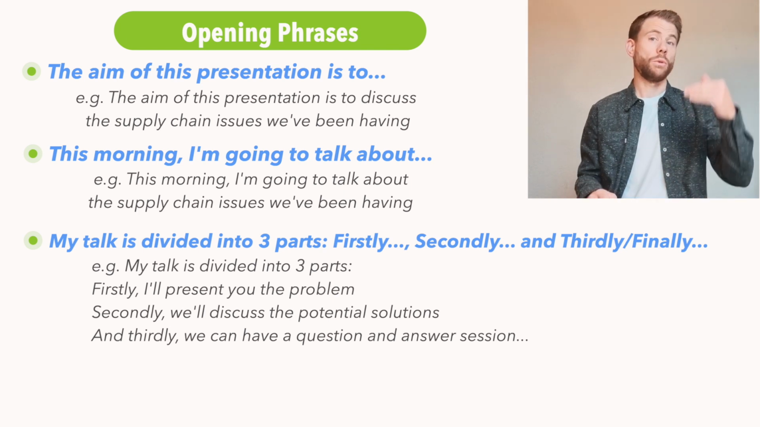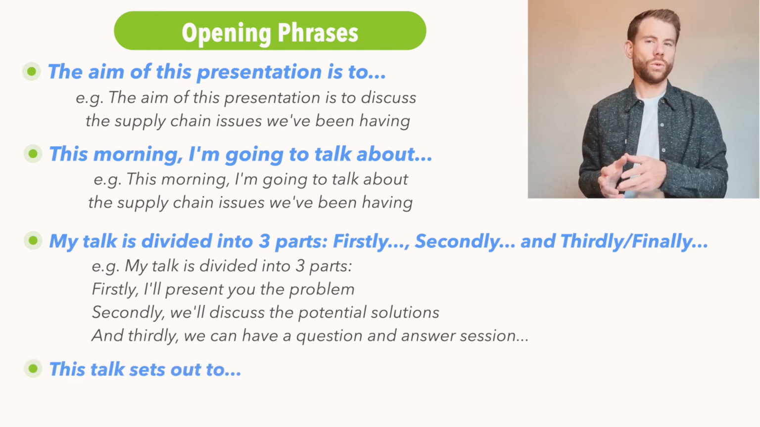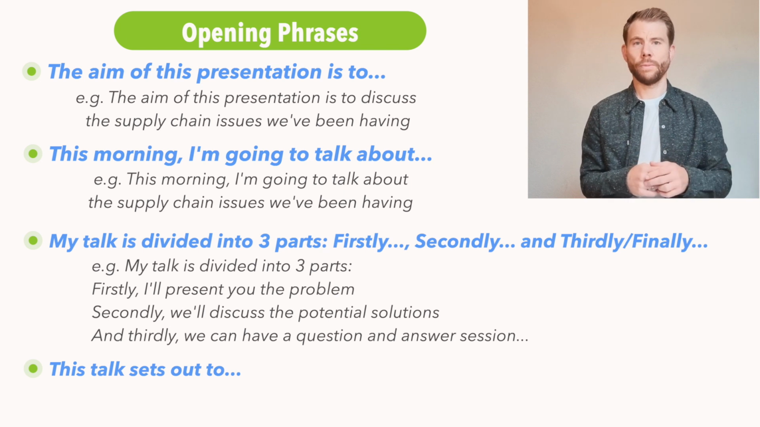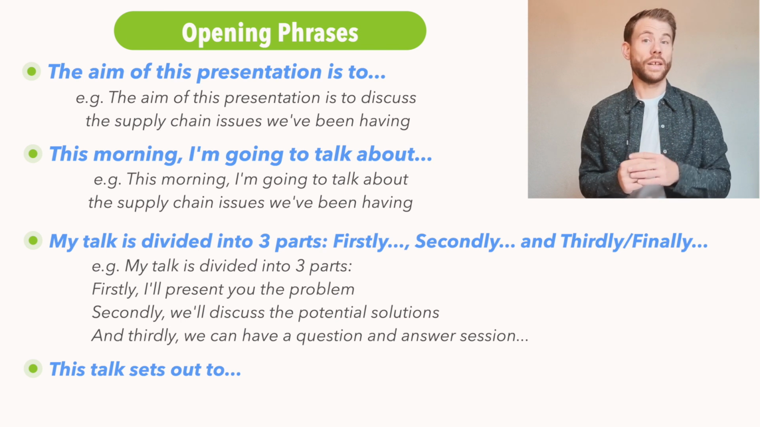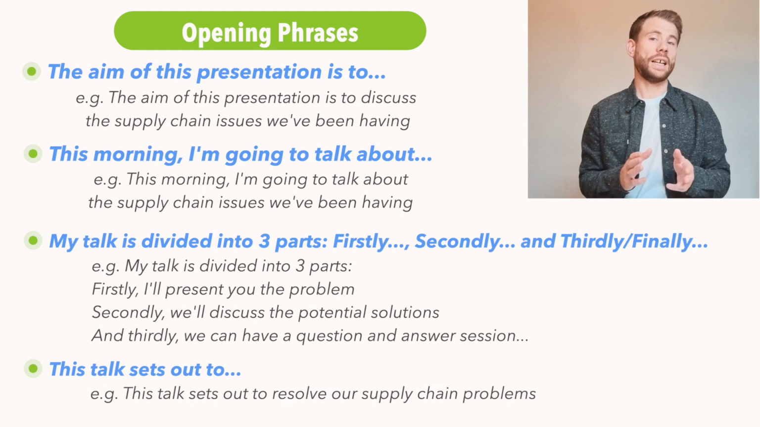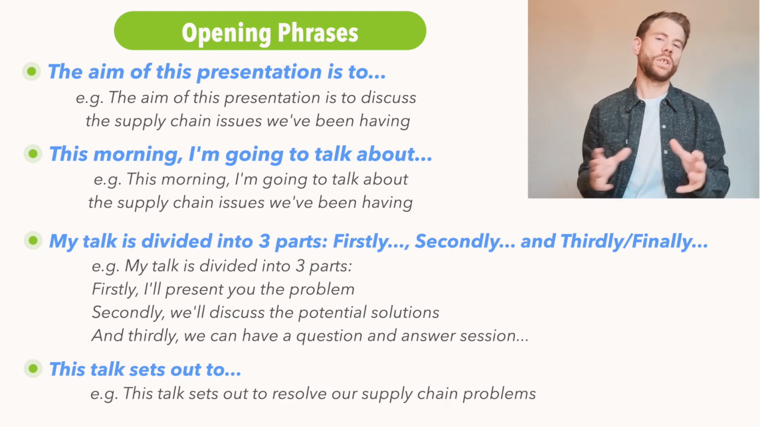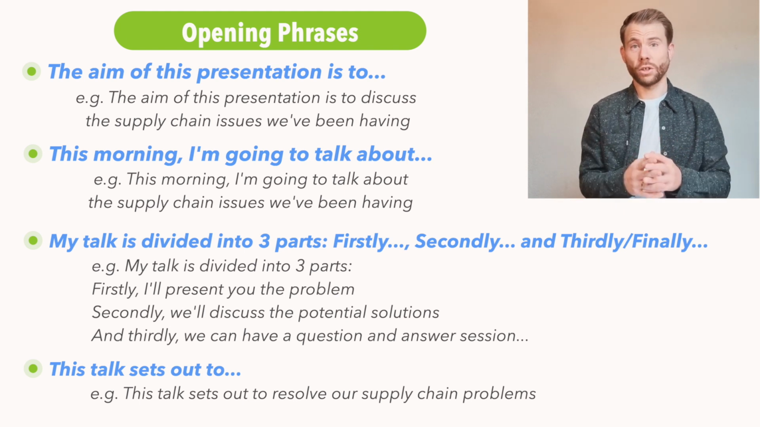One more slightly more advanced option is to say, this talk or presentation sets out to. So this is a nice phrasal verb. In fact, this is a synonym for the first example when we say the aim of this talk is to. You could say this talk sets out to resolve our supply chain problems. So these are all different options for the opening to prepare your audience for the topic you're going to discuss.